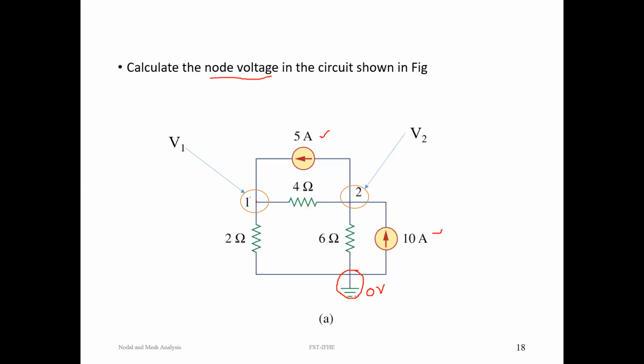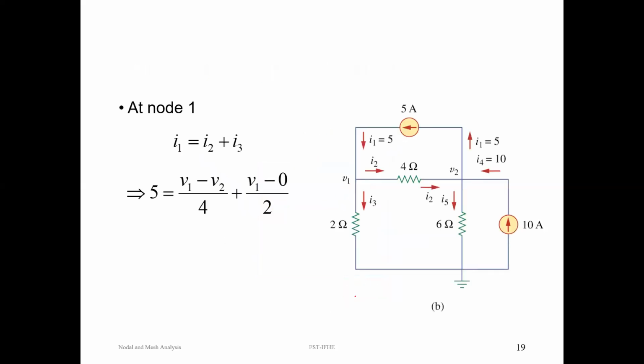Let us assign current directions. As you can see in the figure, for clarification, we have assigned I1 as the current coming from the 5 amps current source. I2 is the current flowing from V1 to V2. I3 is the current flowing from V1 to ground potential. I4 is the current coming from the 10 amps current source. I5 is the current flowing from node voltage V2 to ground potential.